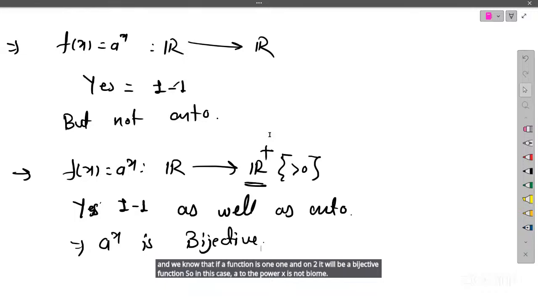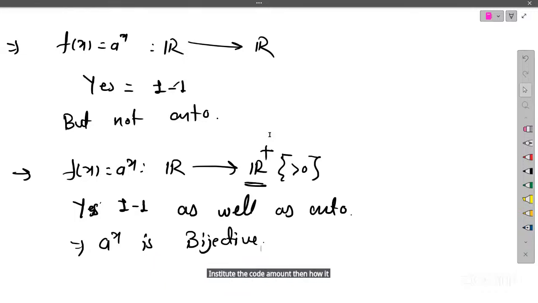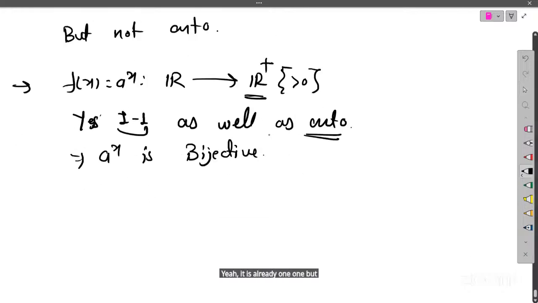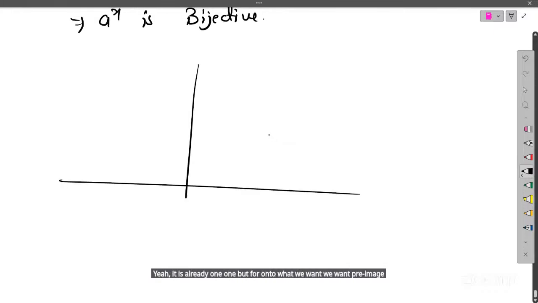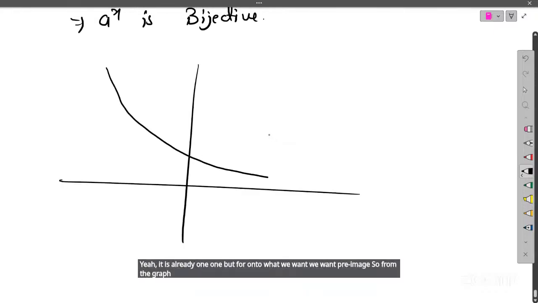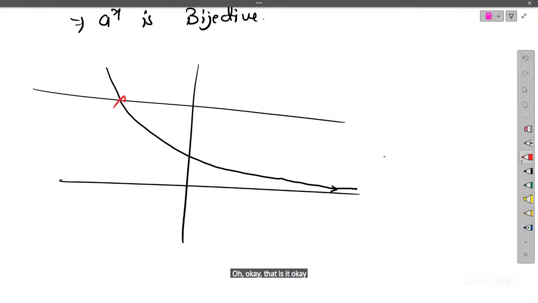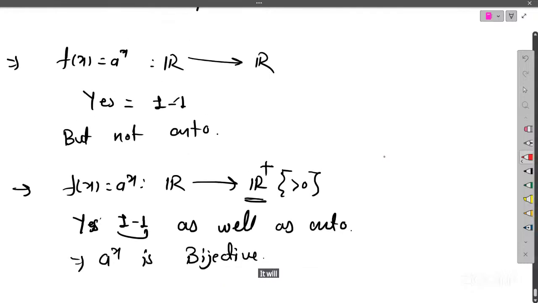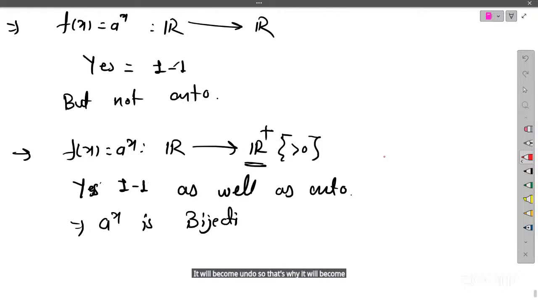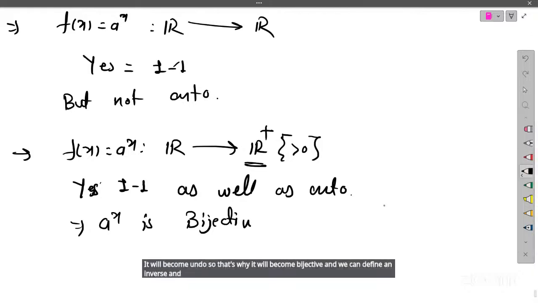So in this case, a to the power x: with the restricted codomain, how does it become onto? Yes, it is already 1-1, but for onto we want a pre-image. From the graph, we can simply say, since it approaches 0, if you draw any horizontal line, it will intersect the graph. So it will become onto, and that's why it will become bijective, and we can define an inverse. That inverse is the logarithmic function, which we cover next week.